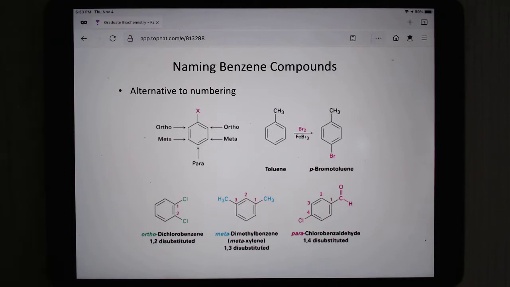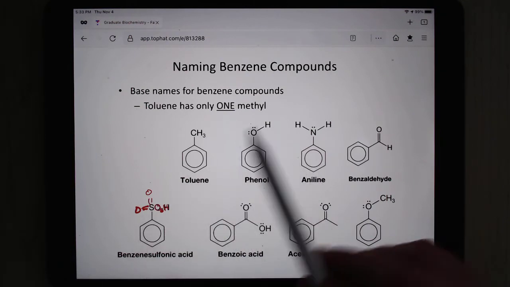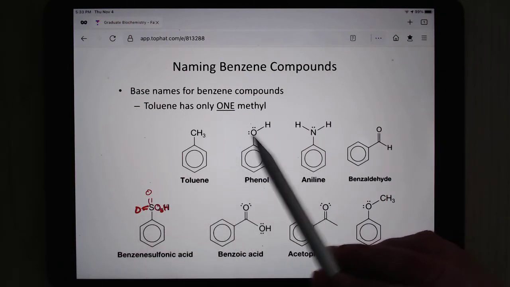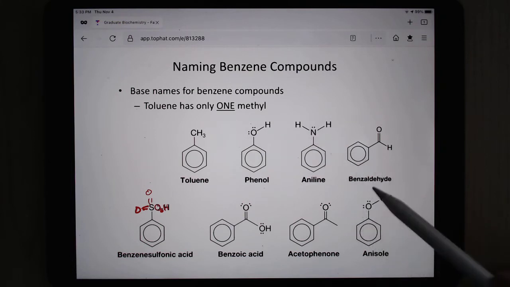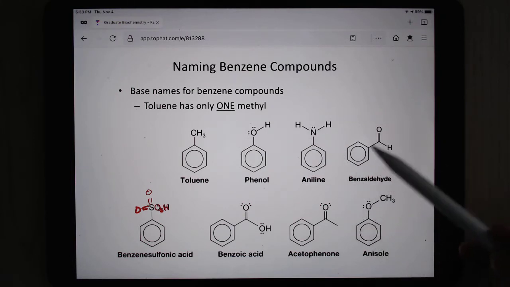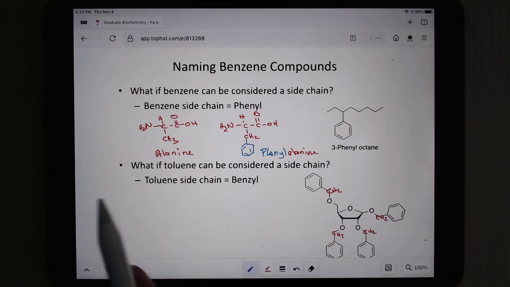So if you come back here, it would be referenced to... if you were talking about phenol, it would be referenced towards where the OH is. Or if you have aniline, it's where that nitrogen is. Or benzaldehyde, it would be this carbon here where the aldehyde is hanging off of. So it's relative to that.